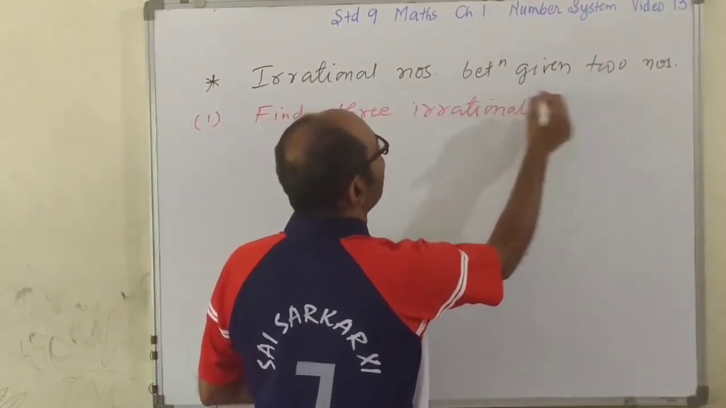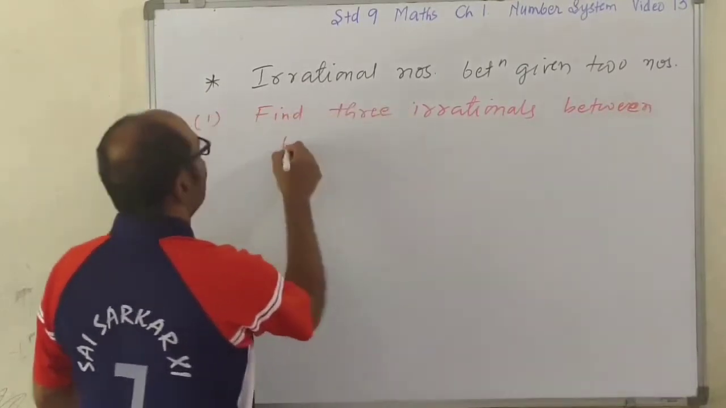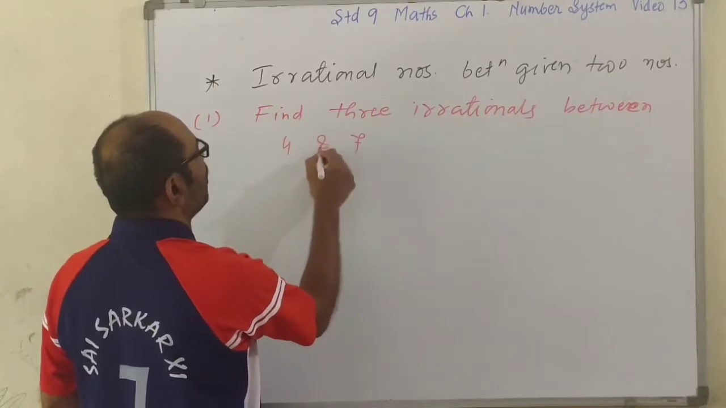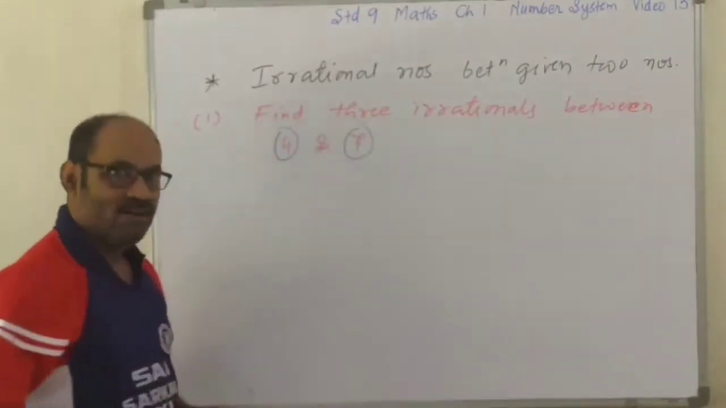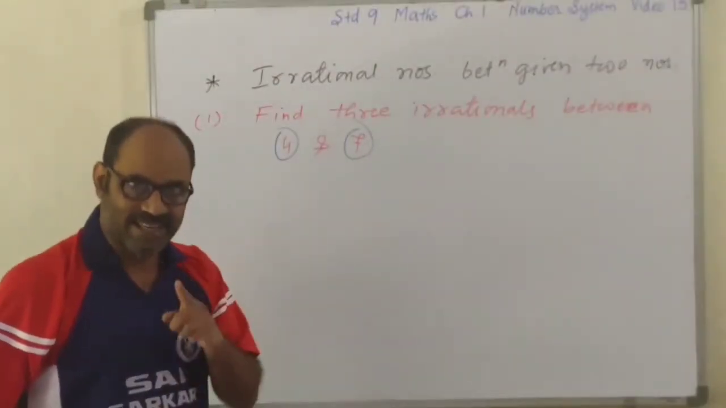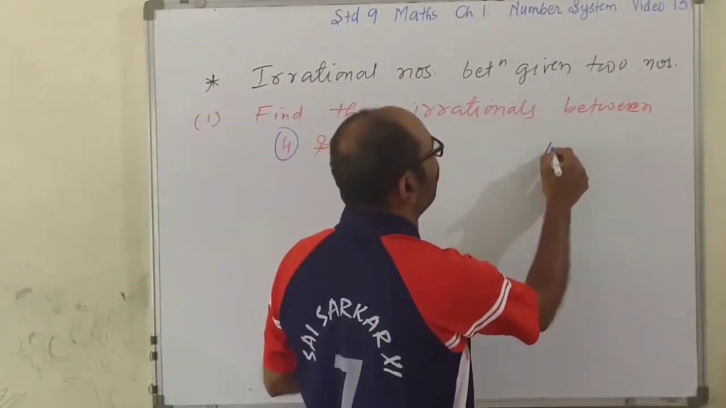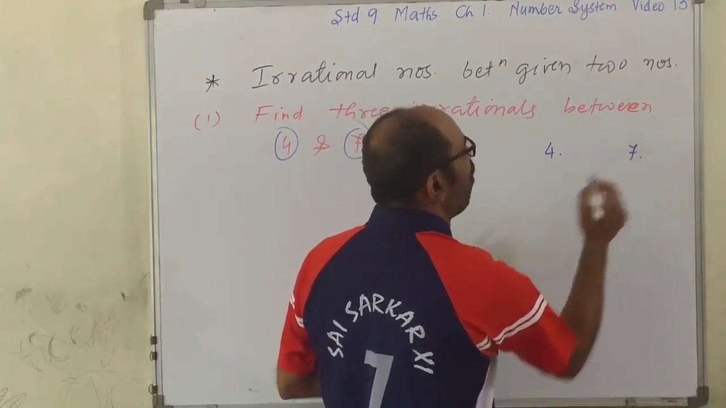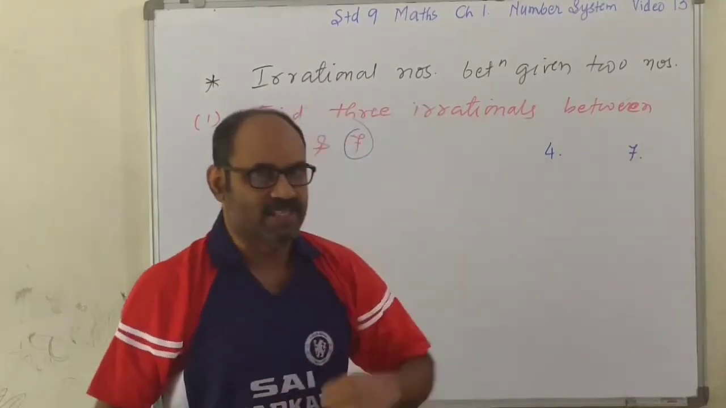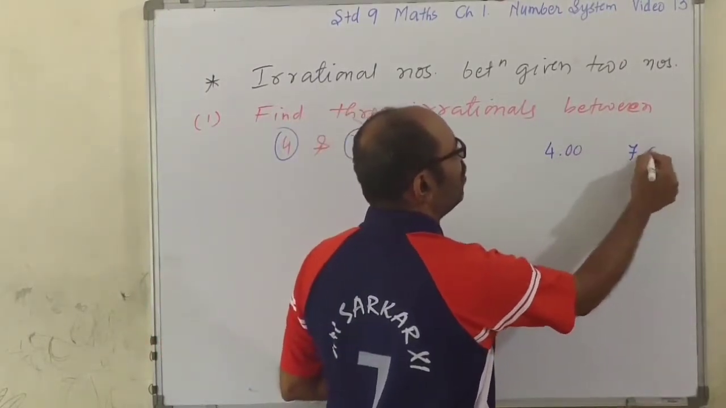Find 3 irrationals between 4 and 7. So children, here you got integers. 4 and 7 are integers, correct? Okay. I'll write in decimal form. 4 point and 7 point. And 2 places of decimal I am going to write. Yeah, nothing is there. So 0, 0, 0, 0.